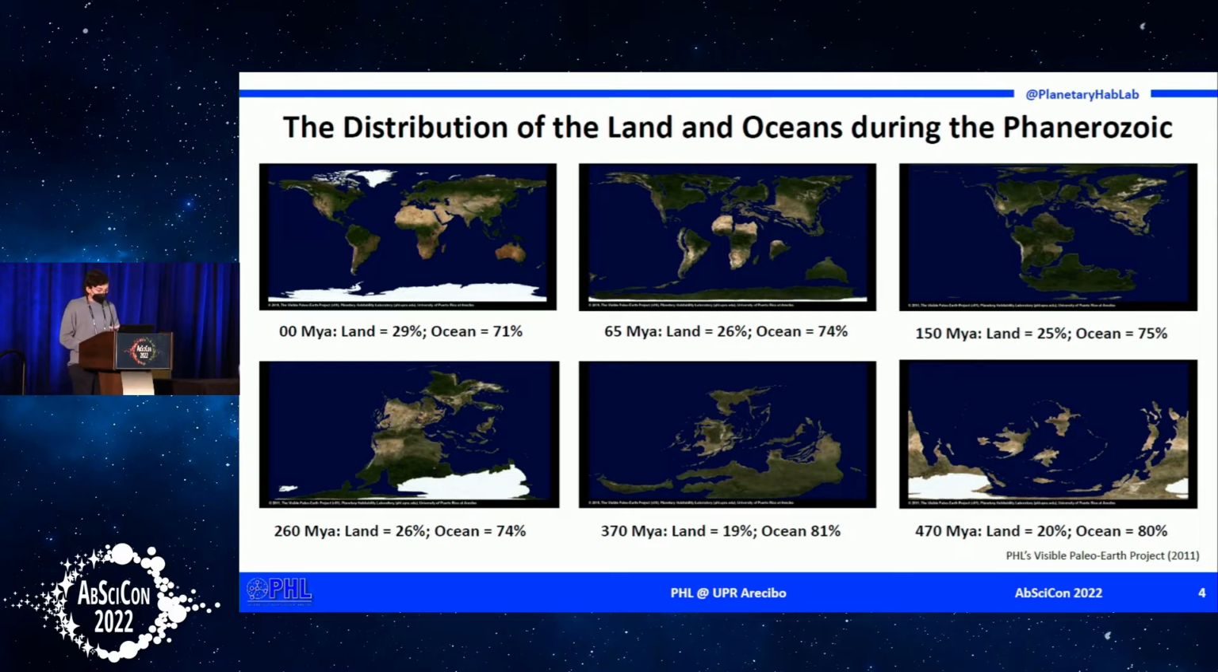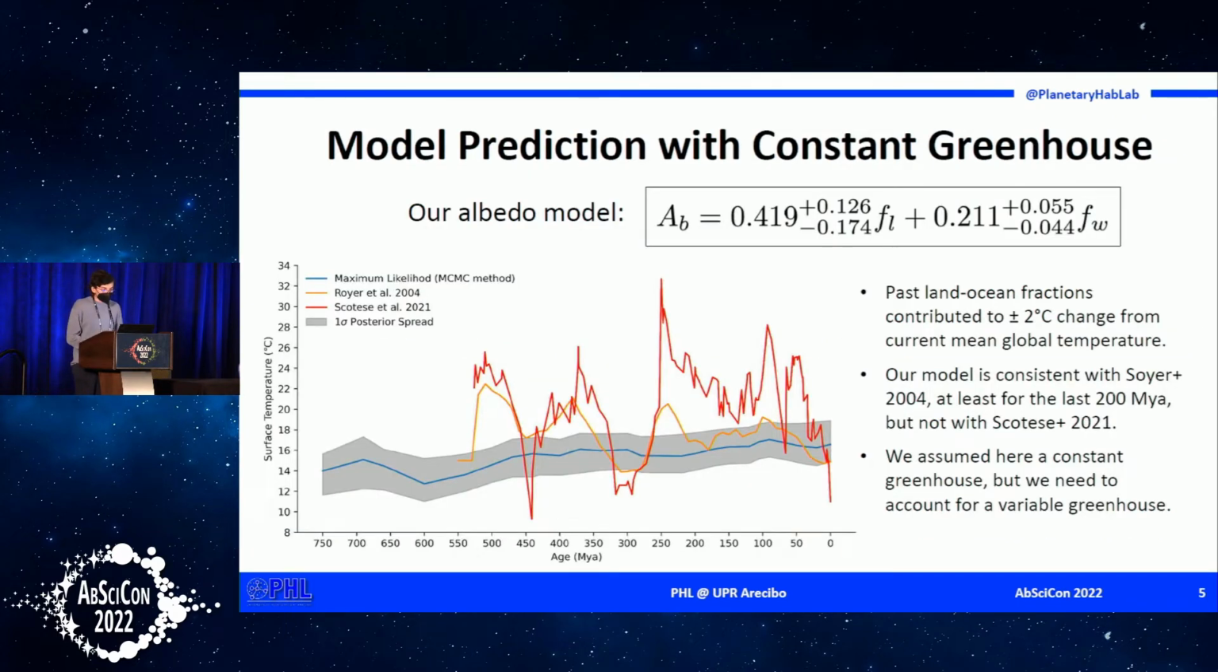Based on this idea and the changes in the fractions of land to ocean ratios, we then computed this equation over here, which is the model that we proposed for the Bond albedo. So this tells us that the net albedo of the land is 0.419, while for the oceans it's 0.211.